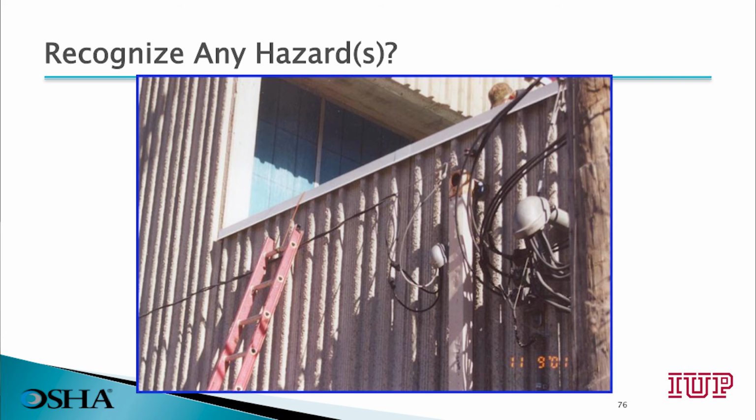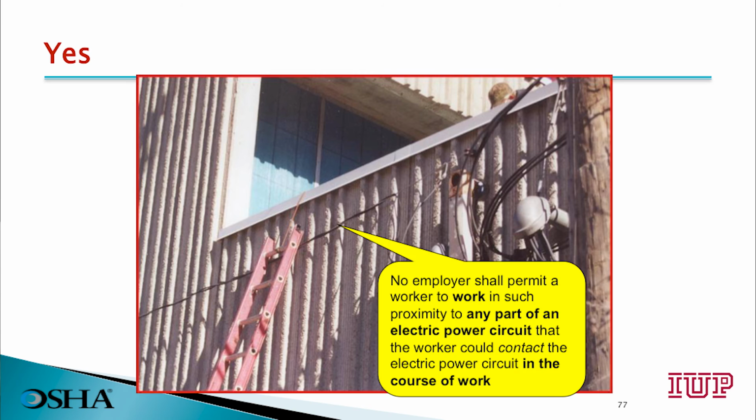If this is your job site, can you recognize any hazards? Ensure that no employee is permitted to work in proximity to any part of an electric power circuit where the worker could contact the power circuit.